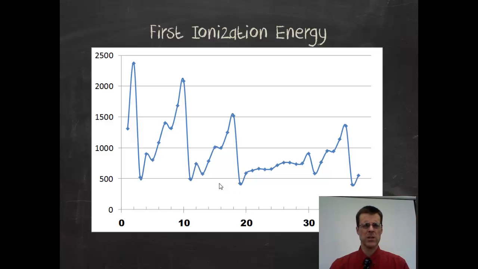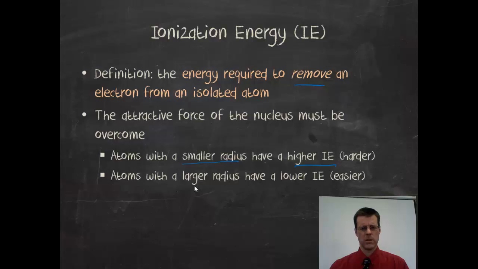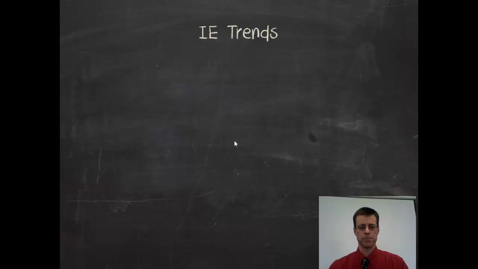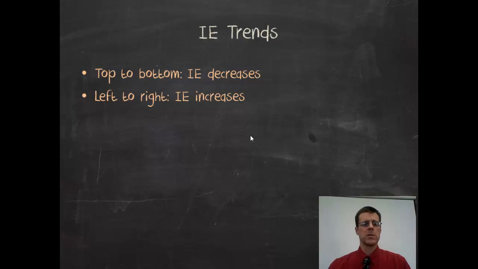If you were to look at a similar graph, you'd see this. Now again, there's a couple spots where the trend doesn't really work, and that's okay. But here I've got my lithium, sodium, and my potassium. And you'll notice that as I move down a column, it's getting easier to remove, and as I go left to right across, it's getting harder to remove. Top to bottom, ionization energy decreases, and left to right it increases.